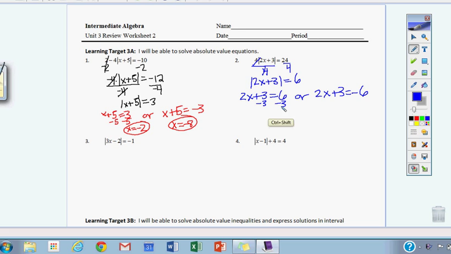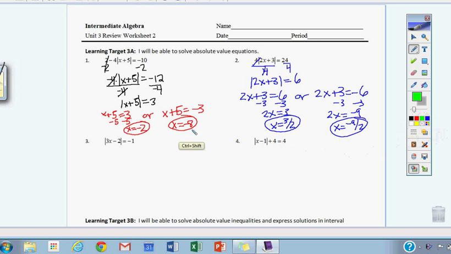So now it's just again solve each of them. I get 2x equal to 3, divide by 2 to both sides, and I get 3 halves, or 1.5. And then subtract 3 to both sides there. I get 2x equals negative 9. Divide by 2 to both sides, and that would be negative 9 over 2.